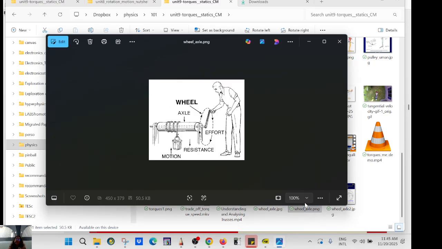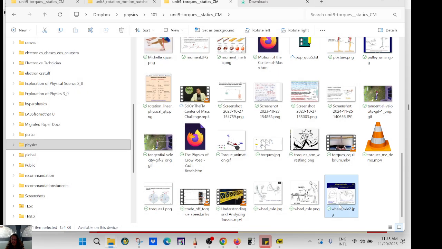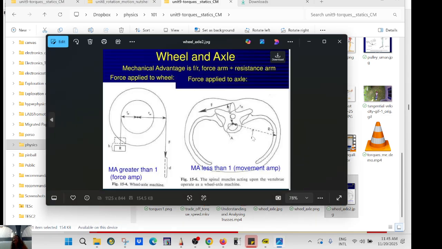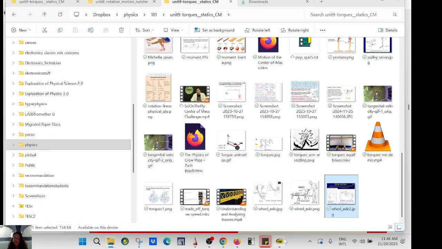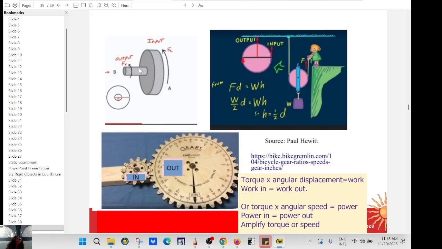This is wheel and axle. So here you are amplifying the effort, right? Large distance, small force, small distance, large force. So you can lift a heavy load. And here, wheel and axle, right? So it depends. What's the input? What's the output? If this is the input, you amplify the distance. If this is the output, you amplify the force. Okay?